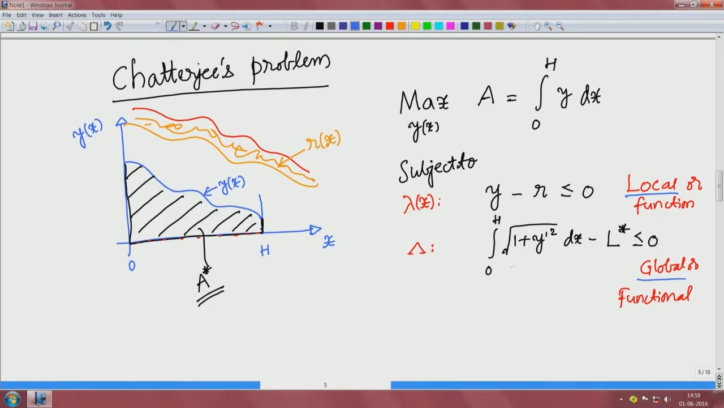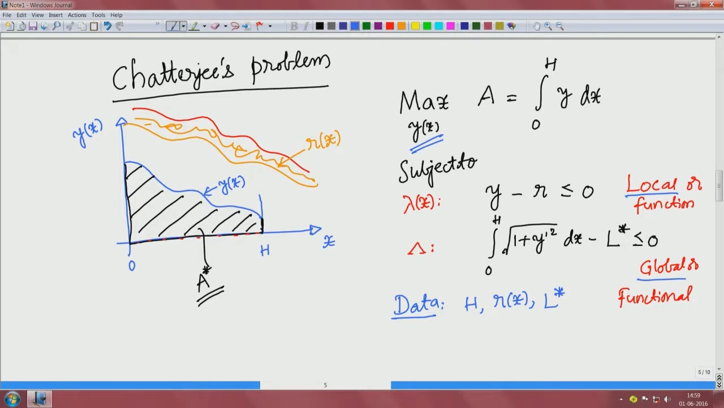Okay. Again, how does this constraint come up? This is because of the fence length of the curve, that is square root of dx square plus dy square. We have taken dx out, that becomes square root of 1 plus y prime square dx. And what is the data for this problem? We are given h and we are given this r of x, the river profile, and L star. These are the things that are given to us. We need to find y of x.